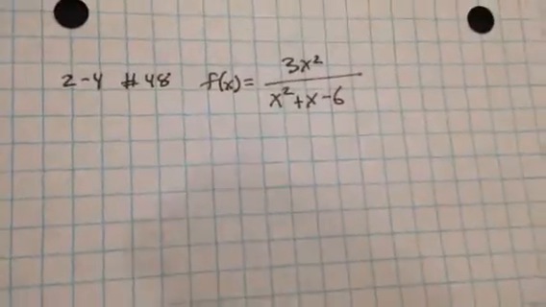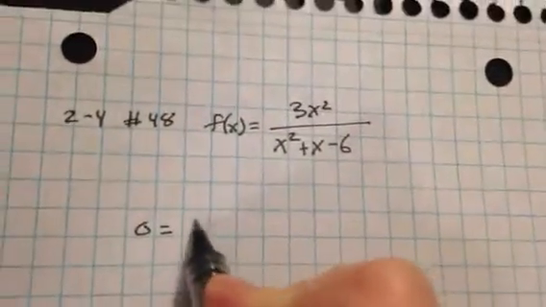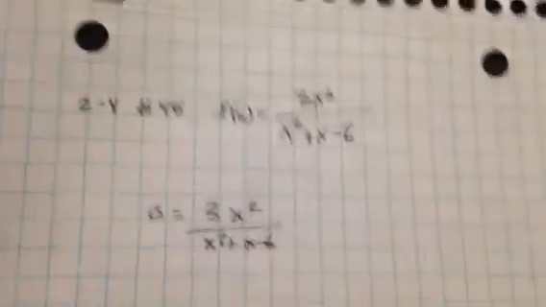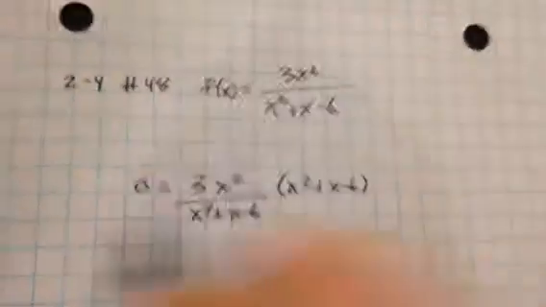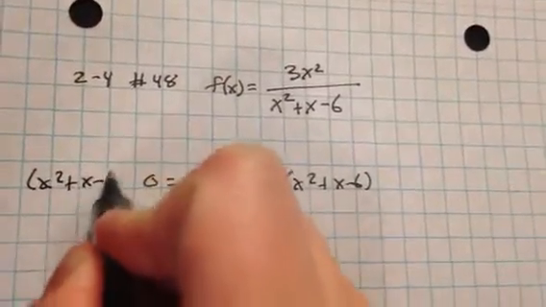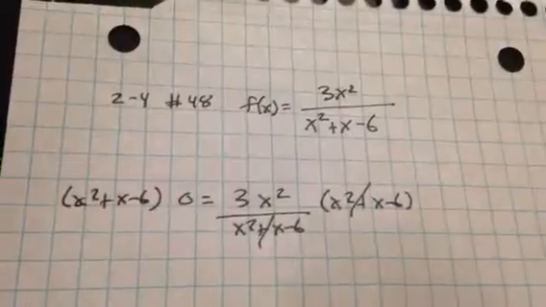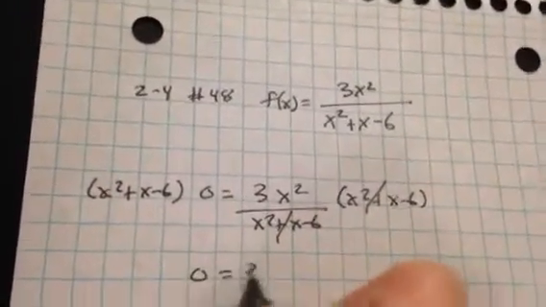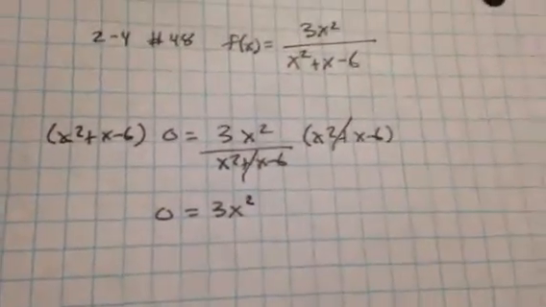To find an x-intercept, you change y to 0. So that's going to give me 0 equals 3x squared over x squared plus x minus 6. If I multiply both sides by this denominator, these will cancel out, and I get 0 times this stuff is just 0. 0 equals 3x squared. It's actually a shortcut. This is always going to happen.